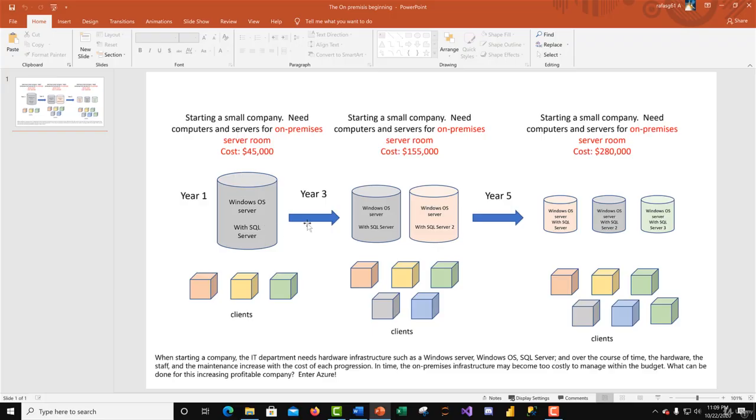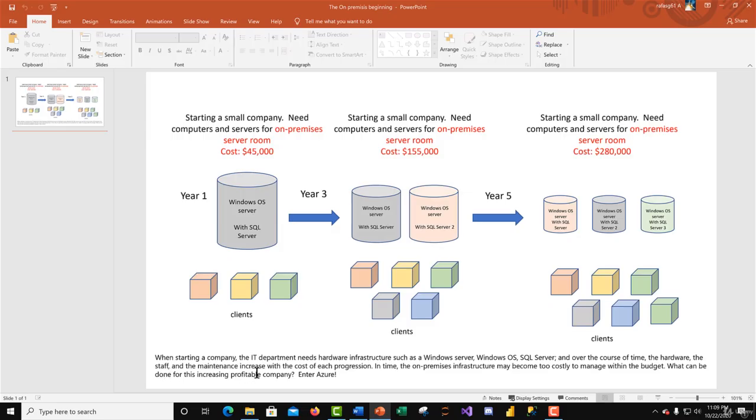As you can see, over the course of years, in this demonstration, year 3, notice that the on-premises server room has duplicated or increased its physical hardware and clients. So now the cost has gone up to $155,000, and so has the maintenance of taking care of these. Over the course of 5 years, the cost is going up dramatically. It's now $280,000 for that particular year, and of course we've got more hardware and more clients.